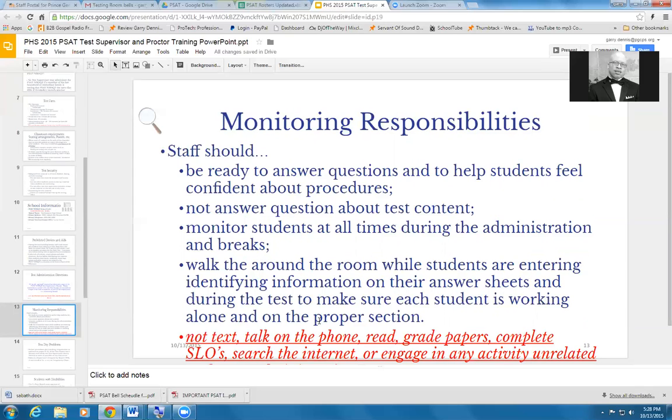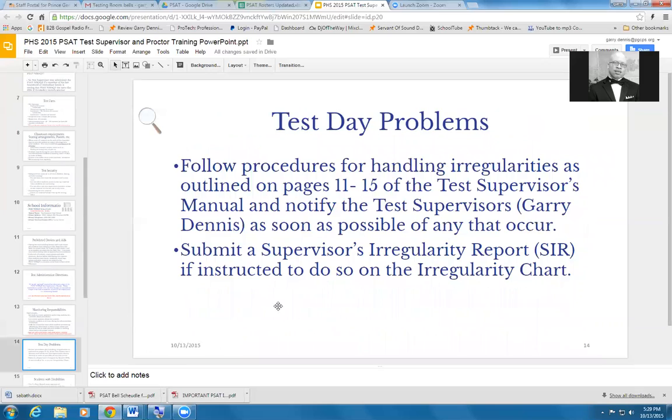This is self-explanatory, but I'm going to say it anyway. Be ready to answer questions for students if needed, as long as the questions do not relate to the test. Make sure you're always walking around, monitoring your students, identify information on their answer sheets if they need you to, and also the administrator, please no texting, not on your cell phones, grading papers, creating SLOs, or anything else while the test is being taken. Okay.